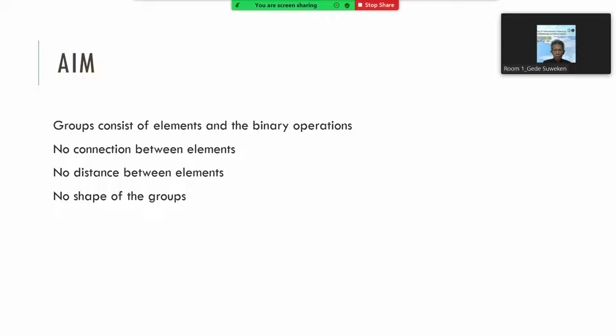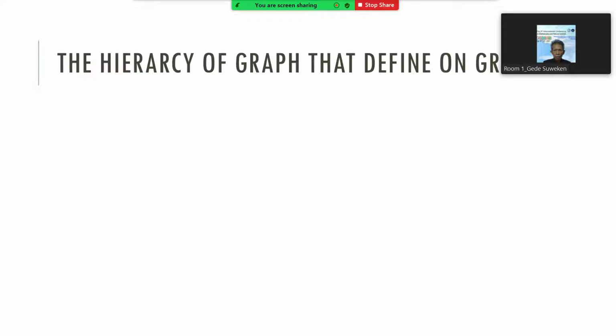So we want to define a distance between elements in a group, or the shape of the group. Okay, so we use graphs to do that. This is the aim of my research. In this talk, I will talk about the identity graph of a group, the coprime graph of a group, and also the non-coprime graph of the group. We also have another hierarchy of graphs defined on a group, but today I will focus on these three.